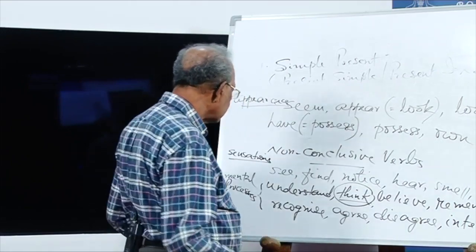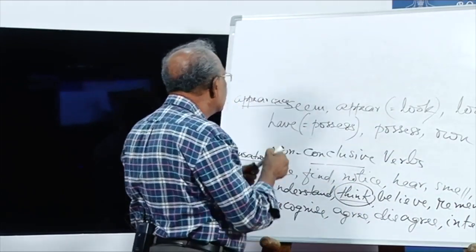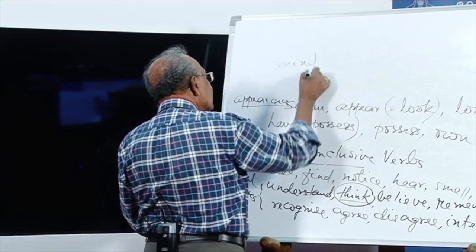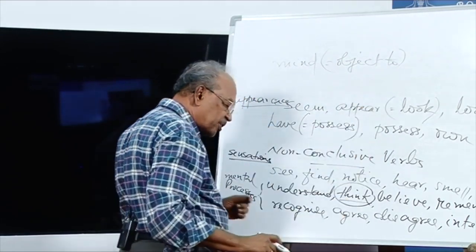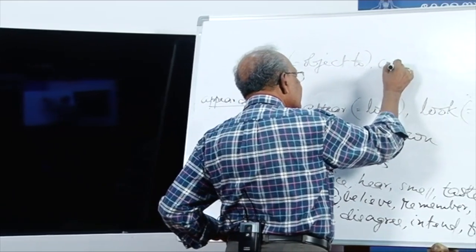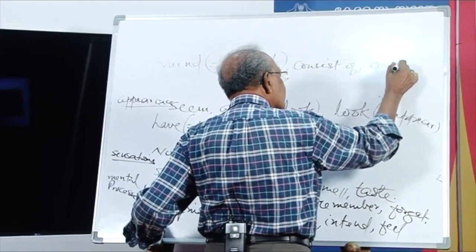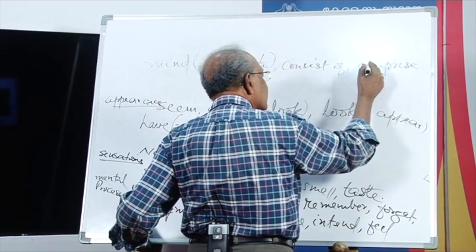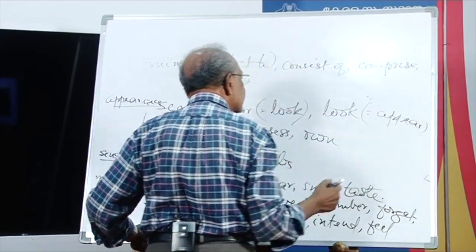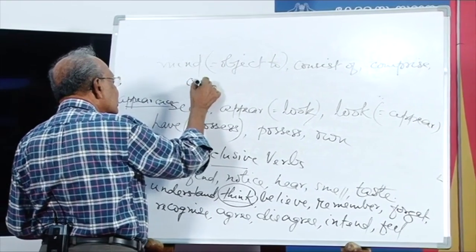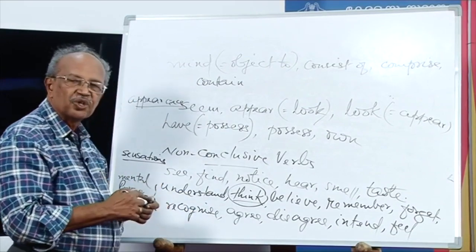Then verbs like mind, when it means object to, then consist of, comprise. Comprise means consist of. Comprise is not followed by of, but in American English of is permitted. Contain. Now these verbs are not used in the continuous tense.